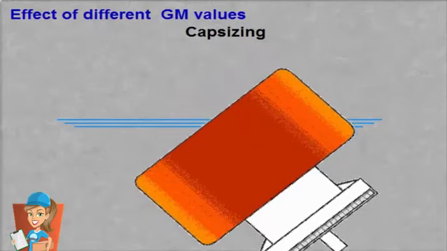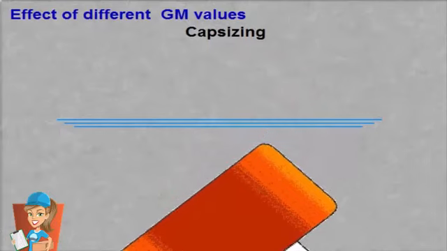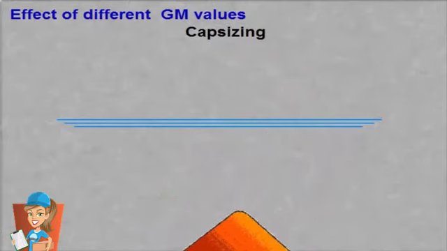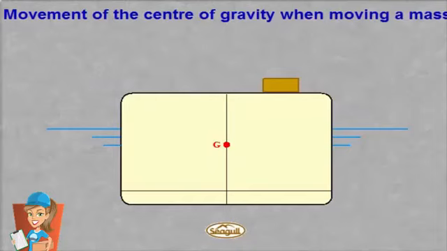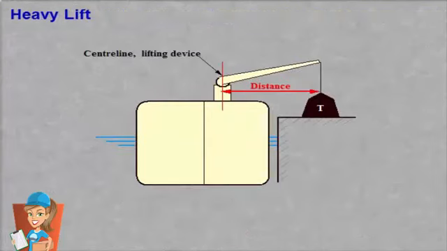At large angles of heel, the metacentre will move out of its original position, and we will have to use a more complex formula to calculate the righting lever GZ. This is simplified by the following formula. When moving a mass already on board, G moves parallel to the movement of the mass. When calculating a heavy lift, the principles are the same as when adding a mass. The arm used to calculate the heeling moment is now the same as the transverse distance from the centre line to the end of the lifting gear.